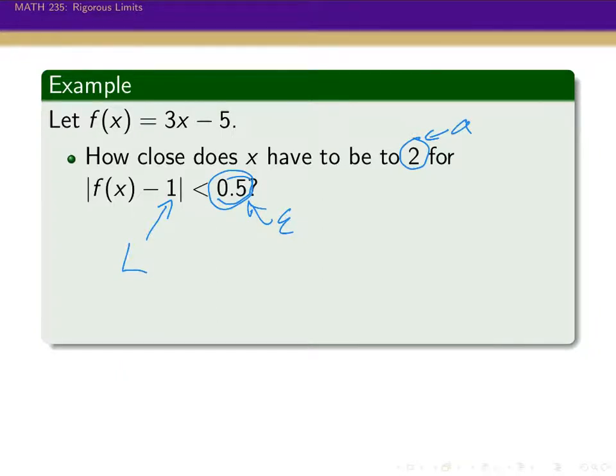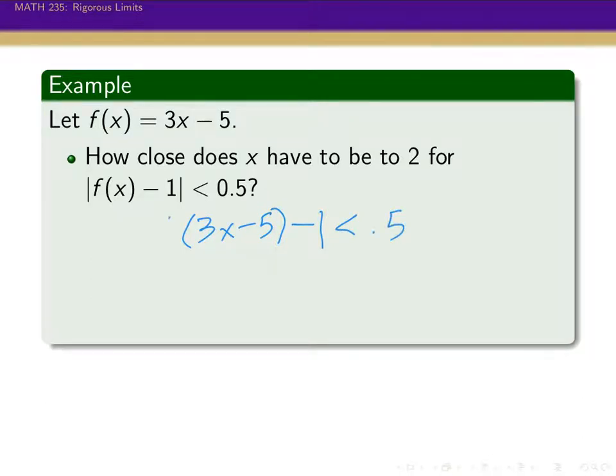Okay, so let's clear this out and start working it out. Okay, now we have some space. So f of x, that's 3x minus 5 minus 1. Now we want this absolute value to be less than 0.5. And so if we want the absolute value to be less than 0.5, that means we want it to be less than 0.5, and we also want it to be bigger than minus 0.5. When it's in between these two values, then its absolute value is less than 0.5.